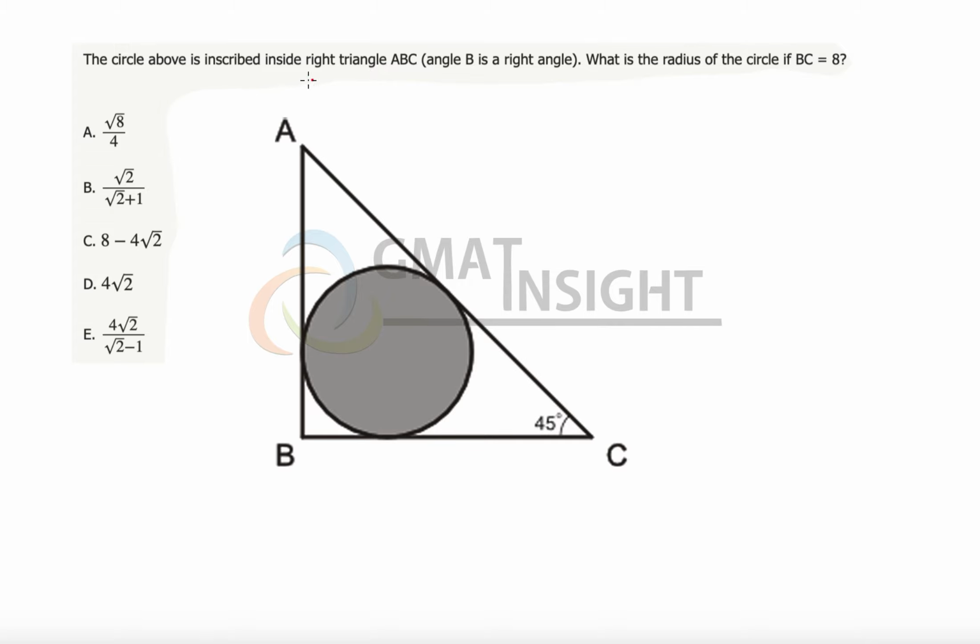The circle here is inscribed inside a right triangle ABC. What is the radius of the circle? Although there is a formula to find the radius of any circle inscribed in a triangle, and that inradius formula is delta over S, where delta is the area of the triangle while S is the semi-perimeter. Semi-perimeter means half of the perimeter of the triangle.